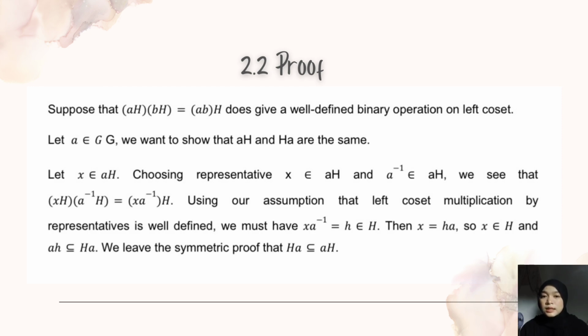Let x in aH, choosing representative x in aH and a prime in a prime H. We have xH a'H equal to xa'H. Using our assumption that left coset multiplication by representative is well defined, we must have xa' equal to ha, so x in Ha and aH is a subset of Ha. We leave the symmetric proof that Ha is a subset of aH.